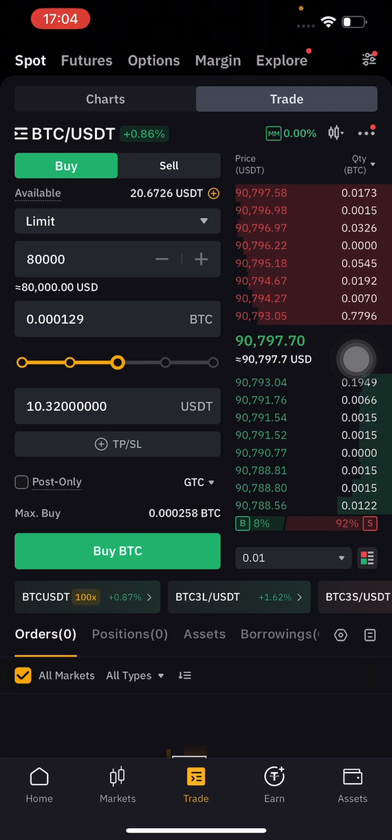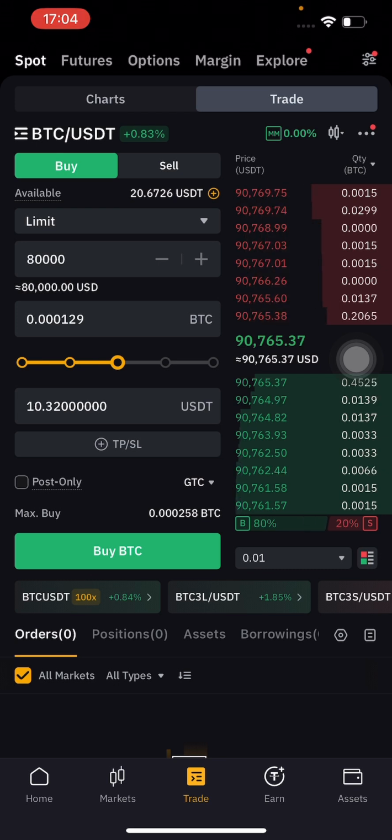Okay, so once you enter the price that you have entered here, that's what makes it a limit order, because you set a limit that, okay, if price reaches this limit, that's when you execute the trade for me. But if it doesn't reach that particular price, don't execute the trade. That's the difference with the limit order.